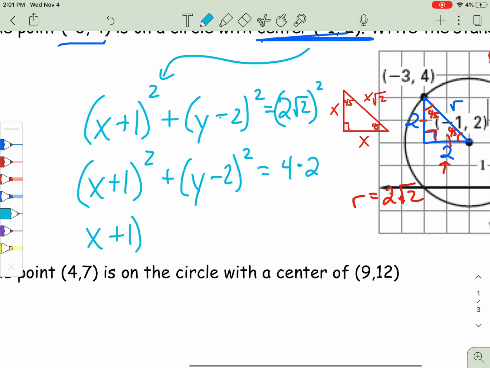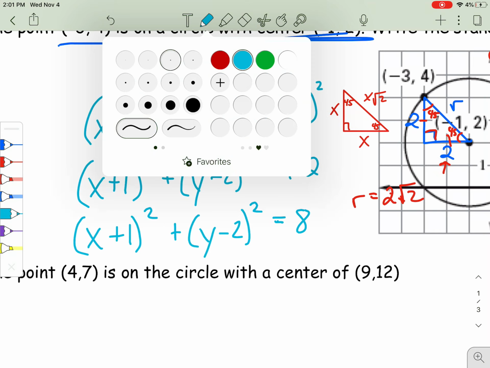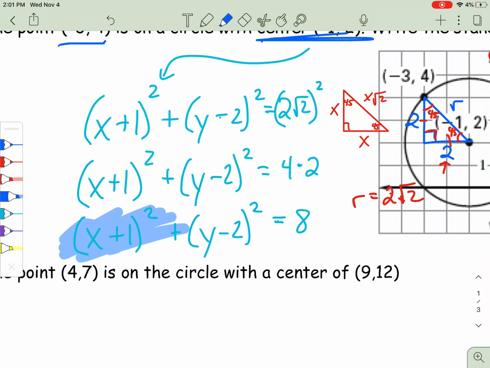Okay, so again, simplifying my answer as far as possible. There we go. There's our answer. Okay, so that's the equation for that example.